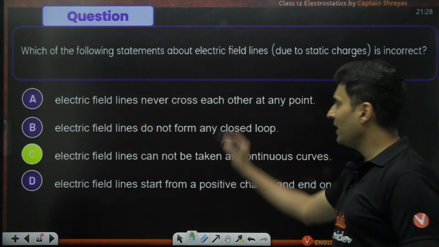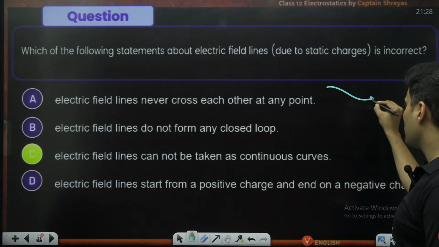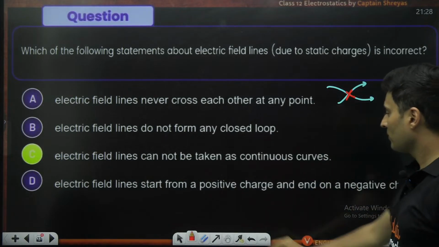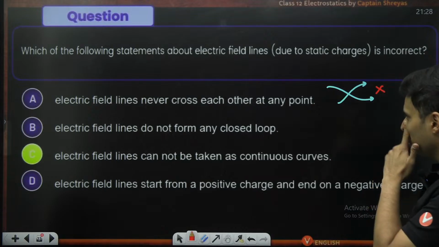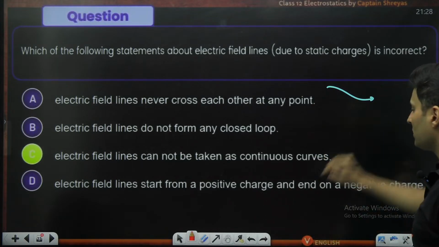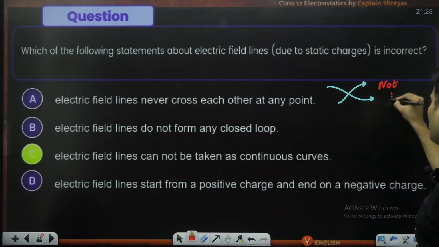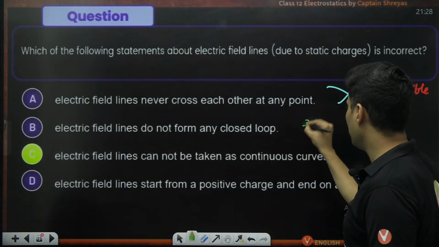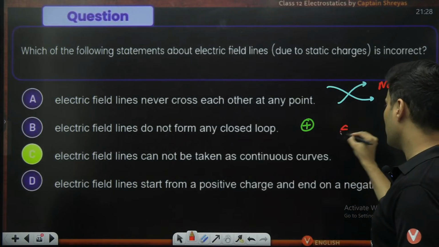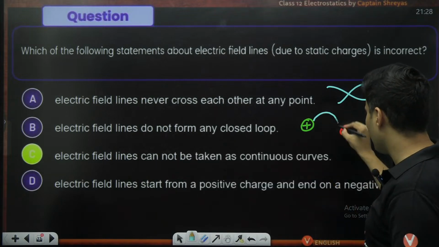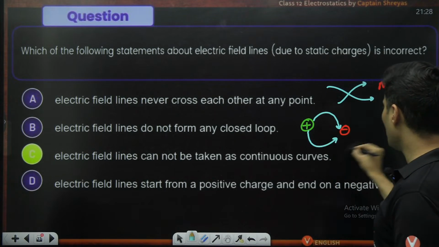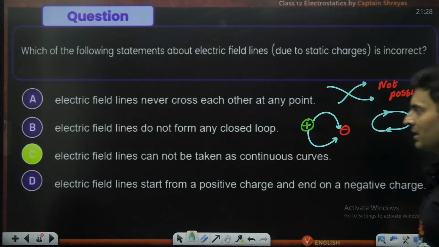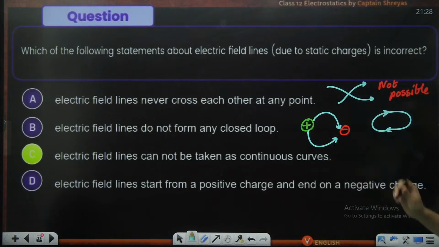C. See, guys, they will never intersect each other. We just saw that. This is definitely not possible. We have also seen that if you have a positive charge and a negative charge, the electric field will start from a point and go to that point. It is not a closed loop, meaning it will never be like this. This is also not possible. Electric field lines start from positive and end at negative.